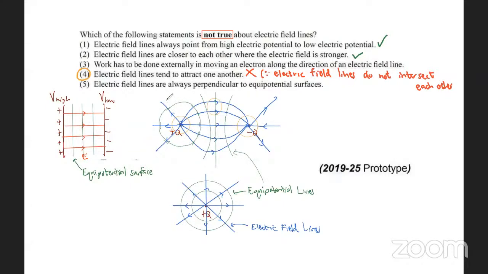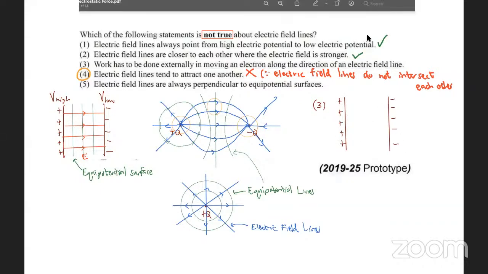Third one, we could not finish it. Third one: work has to be done externally in moving an electron along the direction of the electric field line. So let's focus on the third one. First, let me create an electric field. Yeah, so this is the electric field. Let me mark the direction of the electric field.